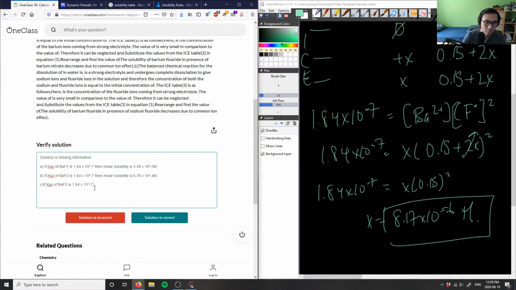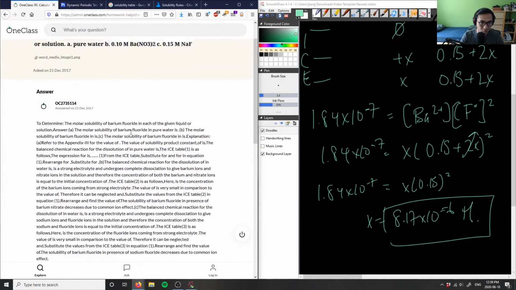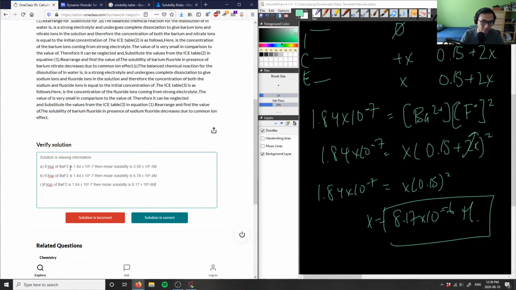So it all depends on our molar solubility, on our Ksp. I'm hoping that this Ksp is the correct one, because we're not given our Ksp value for this problem here. So I'm basing my information off this Ksp value here. So the solution here is incorrect because it's an incomplete solution.